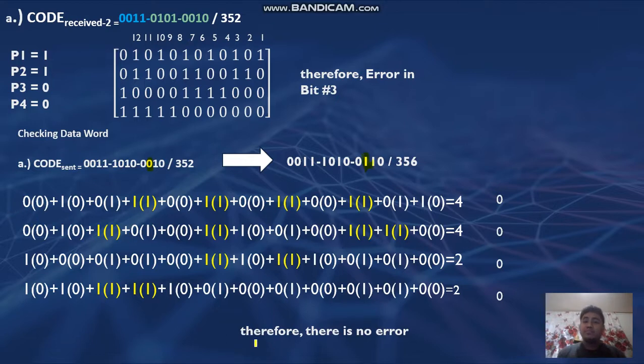Now substitute again. We have 1 plus 1 plus 1 plus 1 is equal to 4. It is even, so it is converted to 0. Another is 1 plus 1 plus 1 plus 1 equal to 4, converted to 0. Here 1 plus 1, 1 plus 1, so 2, which is 0 again because it is even, and 1 plus 1 is 2, equal to 0. Therefore, there is no error.